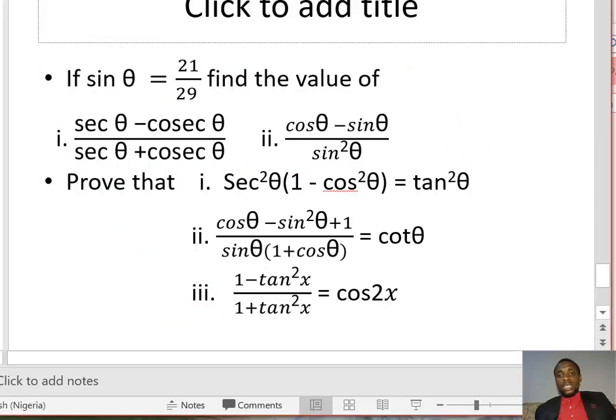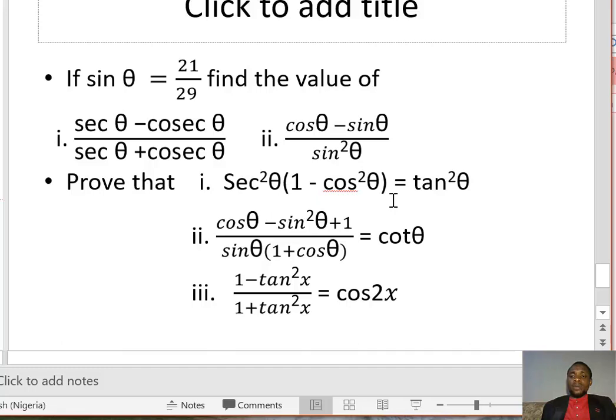So you can check the second question as well: cos theta minus sin theta over sin squared theta. You can solve that one on your own. But when you look at the questions down here, it's more of A-level aspects. Prove that sec squared theta into bracket 1 minus cos squared theta equals tan squared theta.